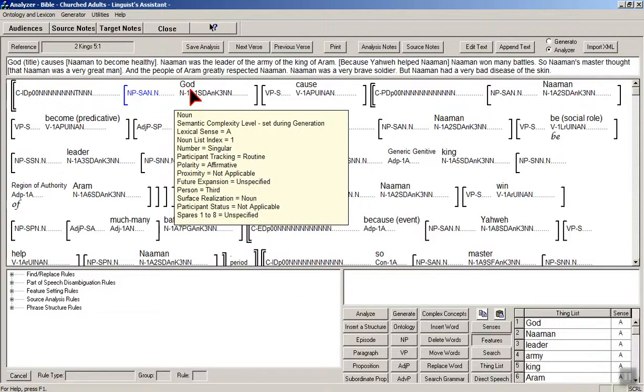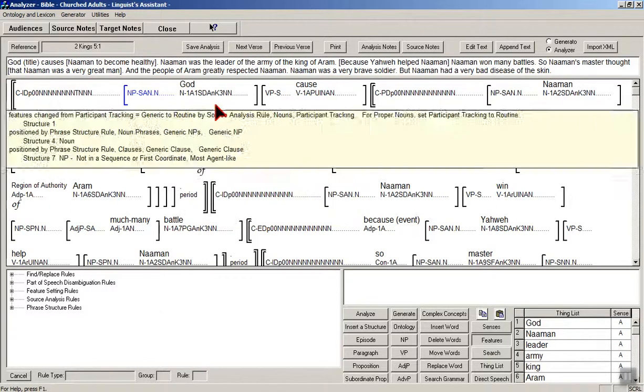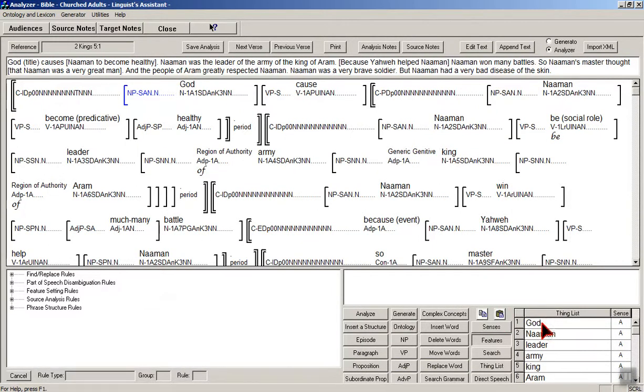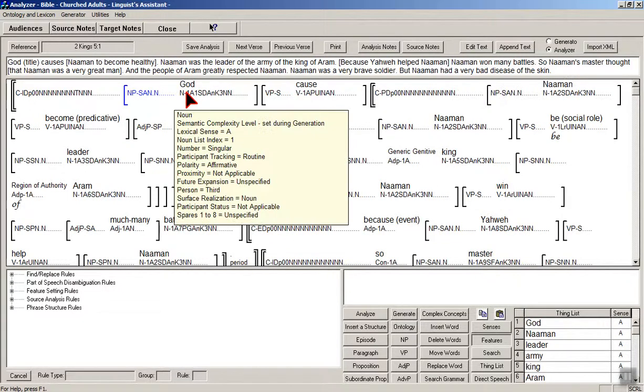Now there are features for God. If we look over it, we see it's noun index, list index 1, lexical sense A. There's only one sense for God. Down in the bottom right, you can see that God is the first noun that's been recognized as a noun in this sentence. That's why it's noun list 1. And it's routine. I usually use routine for God because God is throughout the whole Bible, so we consider that he's been mentioned before, which is what we associate with routine.